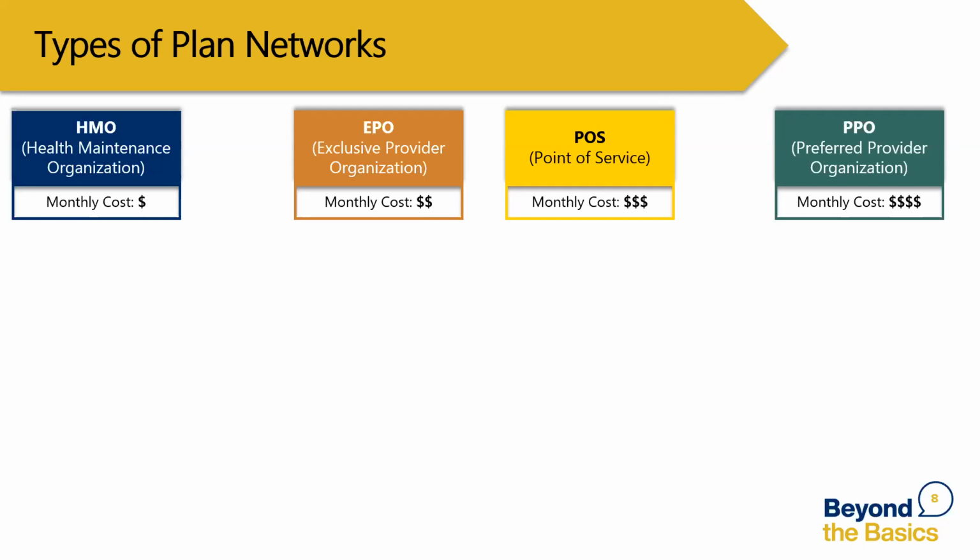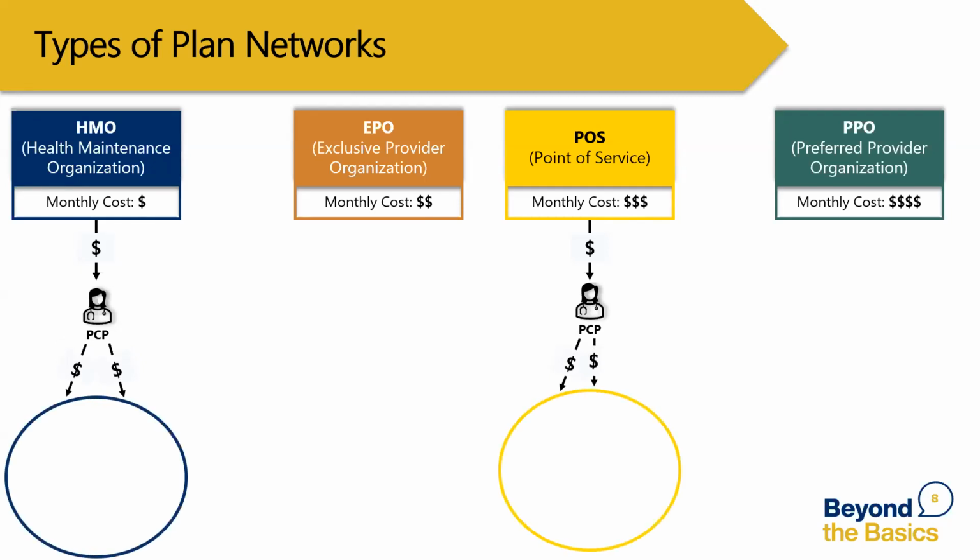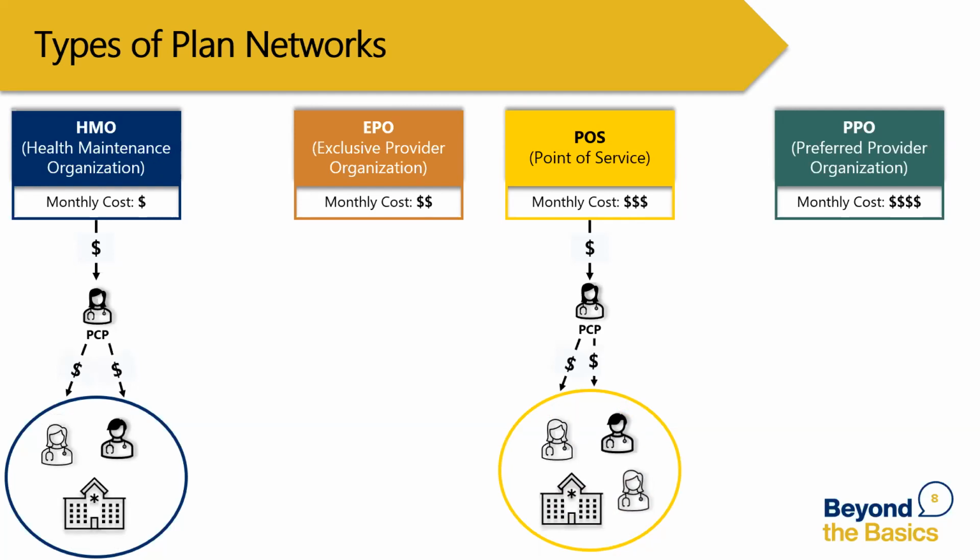So let's talk about HMO and POS plans first. Both HMO and POS plans require an enrollee to select one in-network doctor as their primary care provider. If that enrollee wants to go to a specialist, they'll need to get a referral from their primary care provider first. Another way in which HMOs and POS plans are similar is that they both typically have narrow networks, which means that they have fewer in-network doctors and hospitals to choose from as compared to EPO and PPO plans, though POS plans may have slightly more choices than HMO plans.